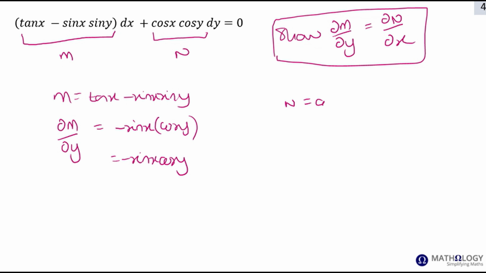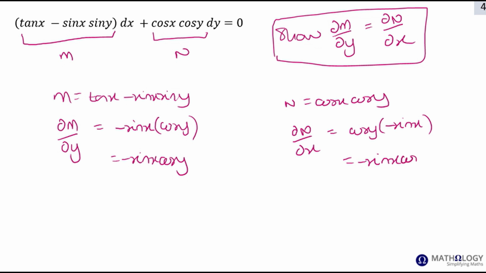And then n is cos x cos y. So the partial of n with respect to x will be: cos y is a constant, so we'll just put that down in front. The derivative of cos x with respect to x is minus sin x. Cleaning that up, it's minus sin x cos y. So these two expressions are equal. Therefore, the DE, the differential equation, is exact.